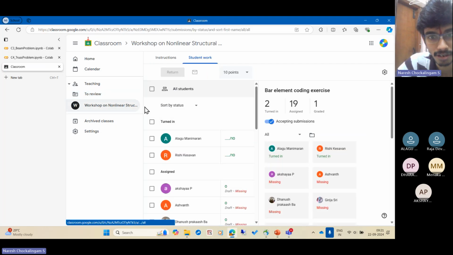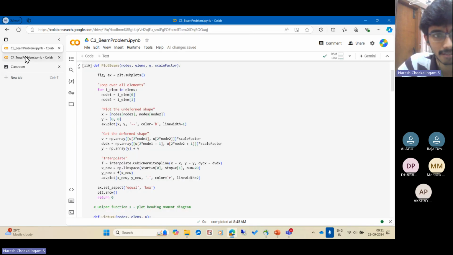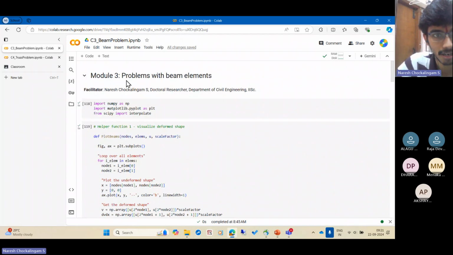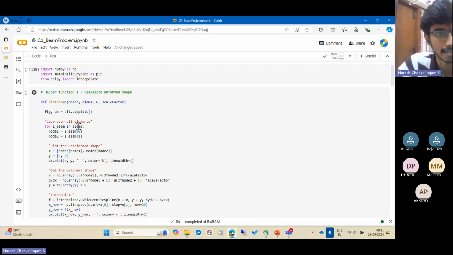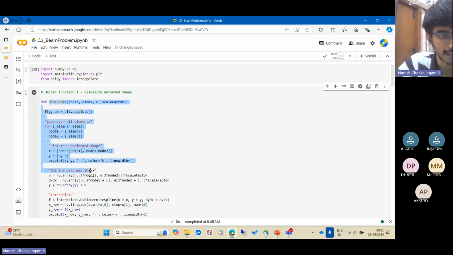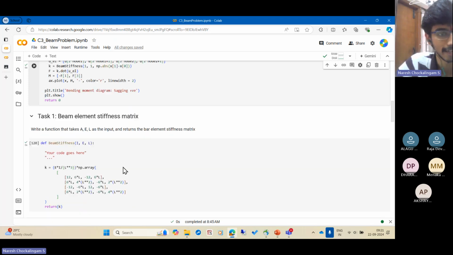I'll also give some more assignments on the beam elements and frame elements. So if we do frame and truss, it includes beam as a special case. So frame includes beam as a special case. So maybe we can directly get to frame elements. In addition, I have also modified this module 3 code with some helper functions. So there are some functions to help you visualize the deformed shape. So I have added that. And I also added some function to plot the bending moment diagram.